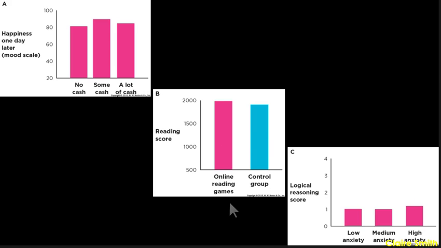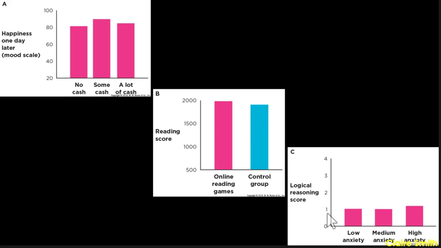Another example, kids had online reading games. They're supposedly supposed to help children improve reading abilities. So one group had these online reading games. They played 30 minutes a day. Then one group didn't do that, and they compared their reading scores weeks later. Again, found no significant results between the groups.